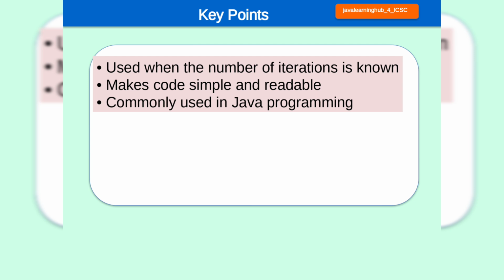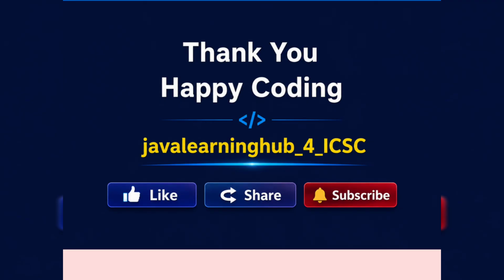Now let us see the key points. What do we use the for loop for? It is used when we know the number of iterations, with code that is simple and readable, commonly used in Java programming. I hope you all have understood this.